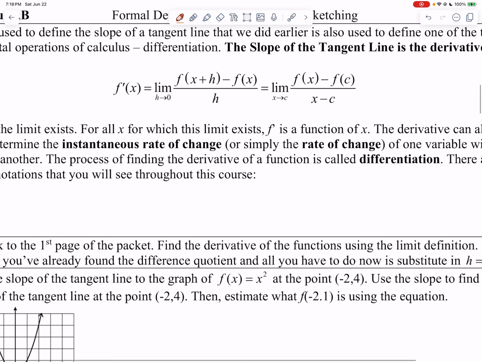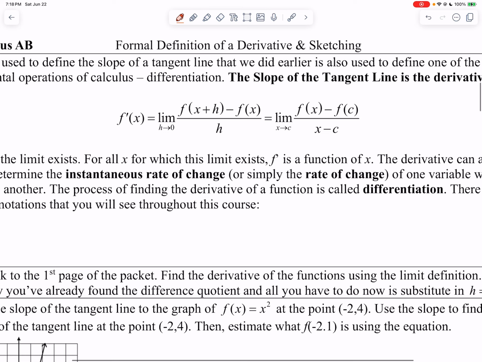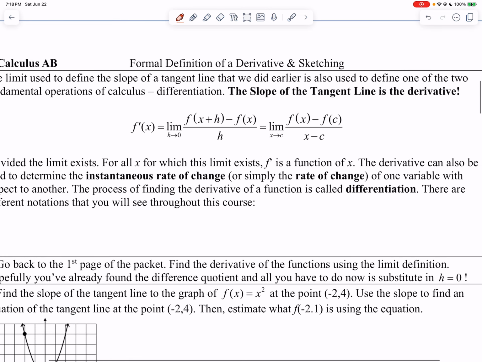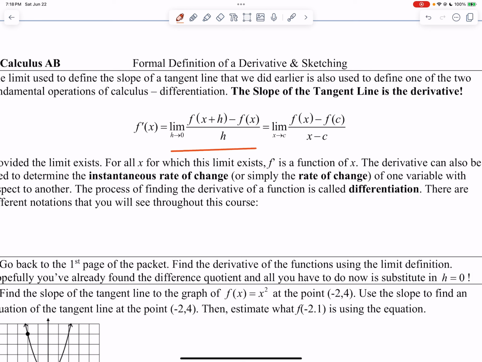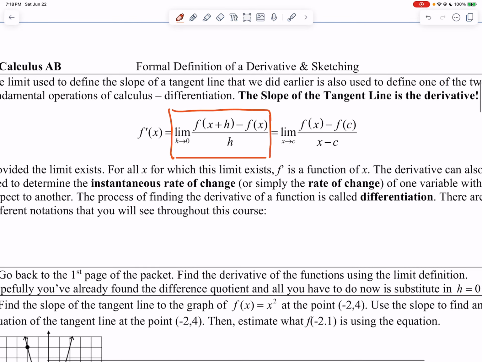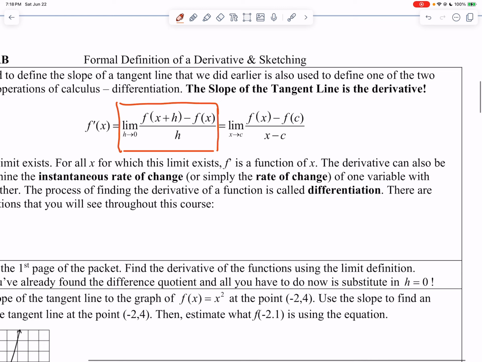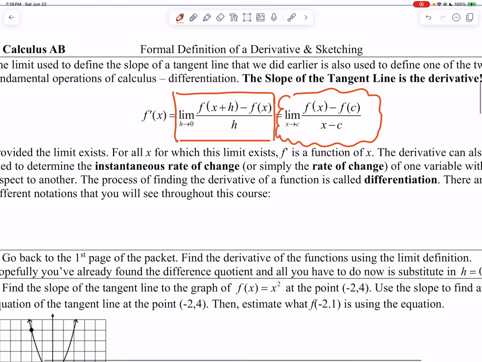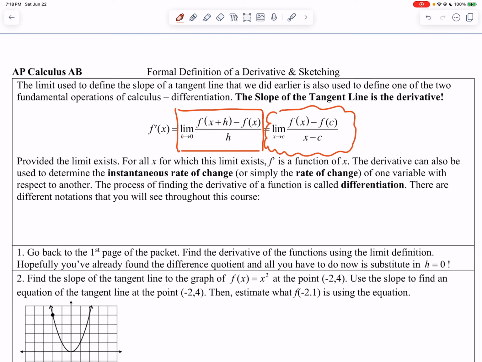So we have 2 concepts for us. We have the tangent line, which is going to be the derivative, and we'll have 2 formulas. So this formula is my derivative of a function: the limit as h approaches 0 of my difference quotient that we did in the previous video. And then this one right here is going to be my derivative at a point, aka the slope at a point. So we're going to be using these 2 formulas today.